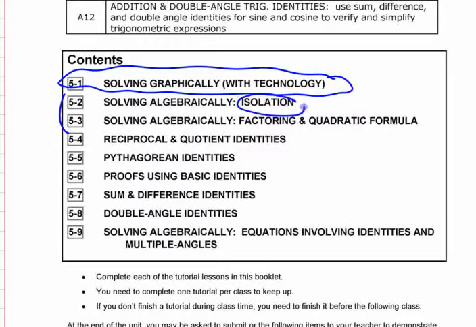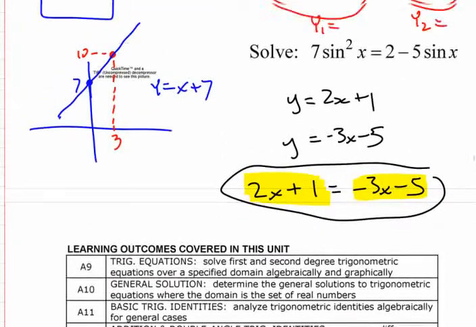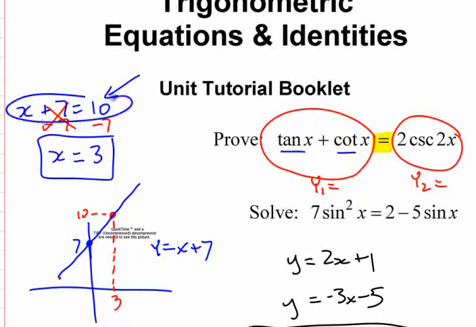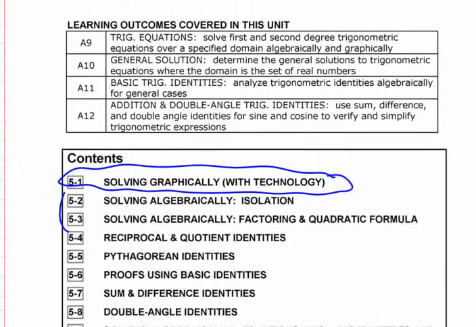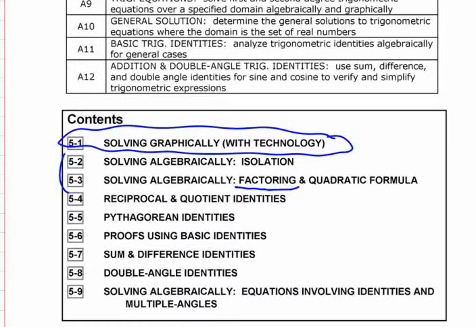These methods themselves you already know. You know isolation, it just means getting the variable by itself. With this grade 7 equation here, you got x by itself. And then later on you learned some other things, how to factor. If you had a quadratic function, you couldn't isolate it.